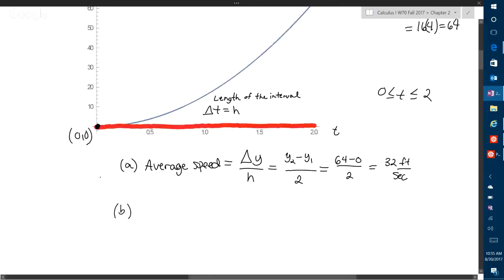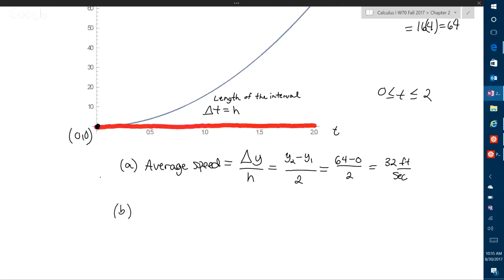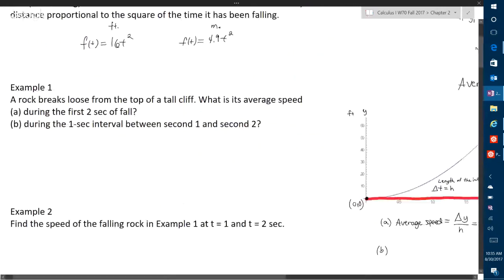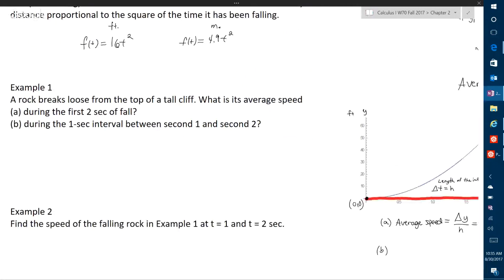Okay, I'm going to give you about 5 minutes, and I want you to do part B. So I went in depth for part A, but there's still a part B here. A rock breaks loose from the top of a tall cliff. What is its average speed for part B during the 1 second interval between second 1 and second 2? So they're very, very specific about the interval there. Take a few minutes and work on that, and then we'll take a look together.